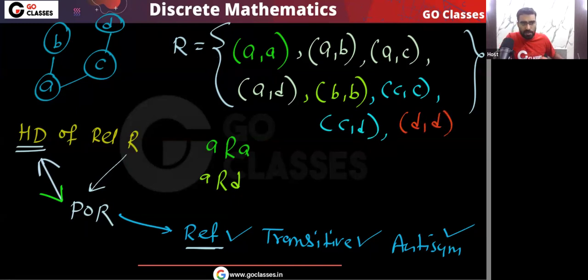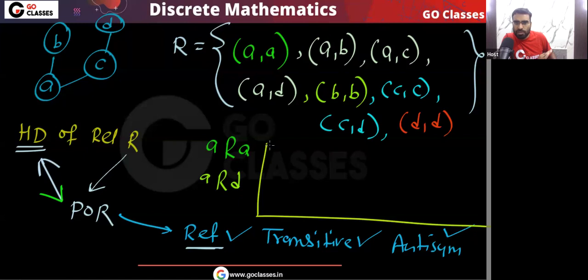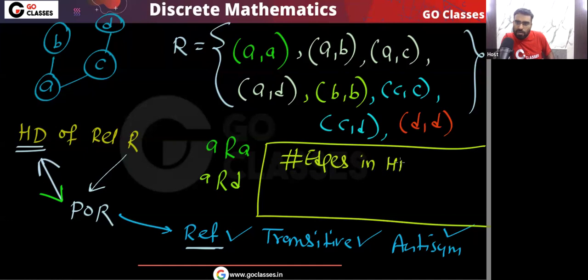Okay. Now tell me the answers for two different questions I am asking you. If I ask you the number of edges in the hash diagram, what will that be? That answer will be 3, because you have 3 edges: 1 edge, 2 edge, 3 edge. That answer will be 3.